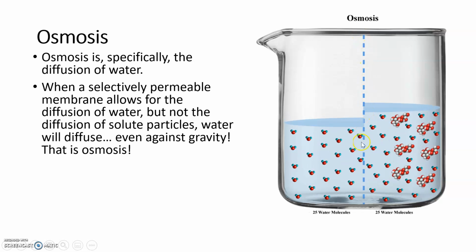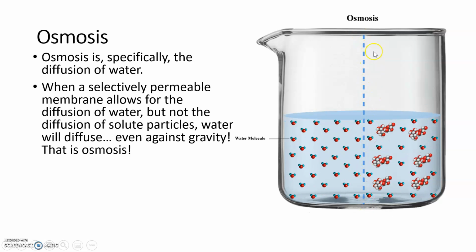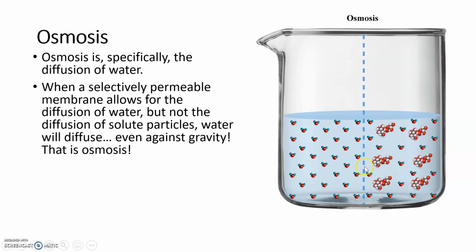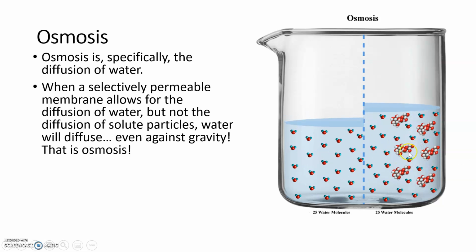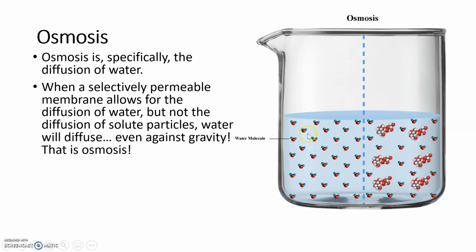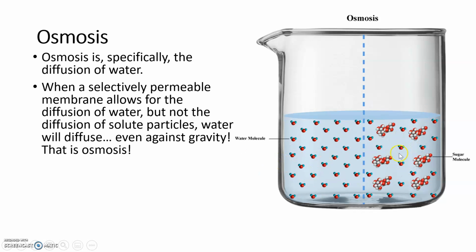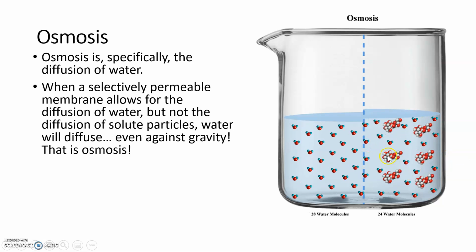Down the middle, we have a selectively permeable membrane that doesn't allow for these red and white solute particles to travel between. It is small enough, however, for the water molecules to travel through. So in order to equal out the concentrations, water will diffuse from the hypotonic solution to the hypertonic solution, from the side of low concentration to the high concentration, in an attempt to equal out the concentrations.